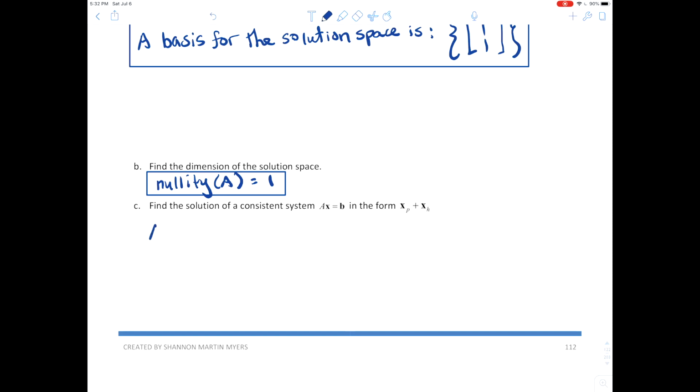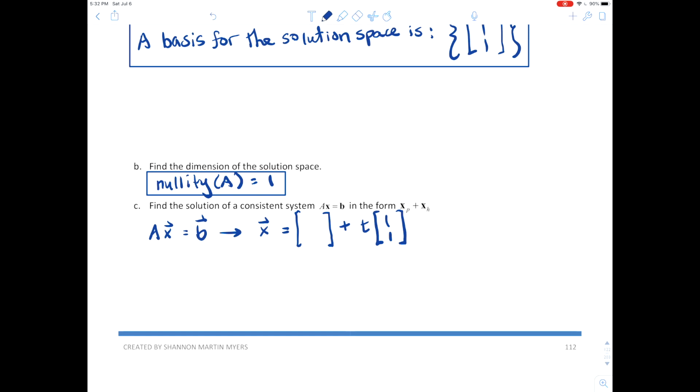Well, if we have A times x equal to some b, then we'd have x would equal to something plus the solution for the homogeneous. And what did we get? We got t times 1, 1, right?